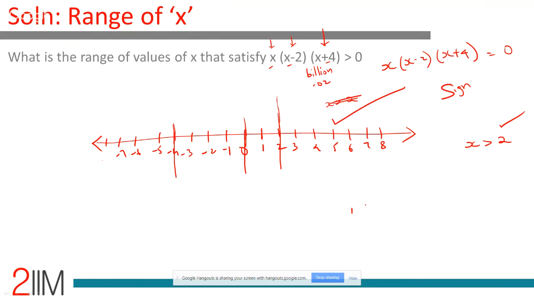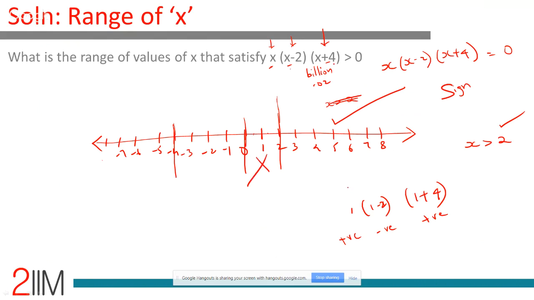x equal to 1: 1 into 1 minus 2 into 1 plus 4. Forget about the magnitude, this is positive, negative, positive. Positive into negative into positive, the product will become negative. So if x were 1, this doesn't work. Now think about it, x equal to 1.2, this will remain the same. 0.5, this will remain the same. Remember, I don't care about magnitude, I worry only about sign. So anywhere between 0 and 2, this is positive, this is positive, this term is negative. Positive into negative into positive, here.